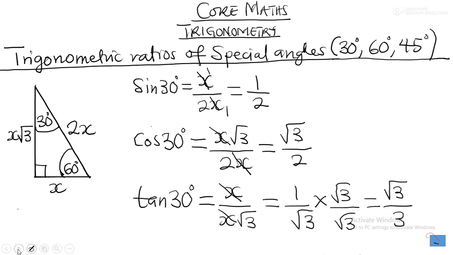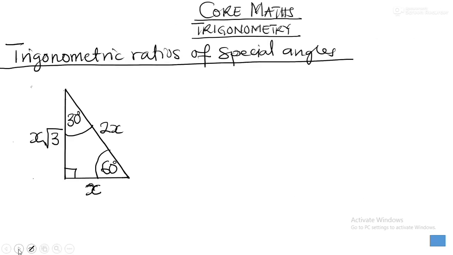Good. So now let's look at the 60-degree one. Good. So find sine 60 from this diagram. Find sine 60. Good. So we know that sine 60 degrees is what? Opposite over what? Hypotenuse. So sine is opposite over hypotenuse.